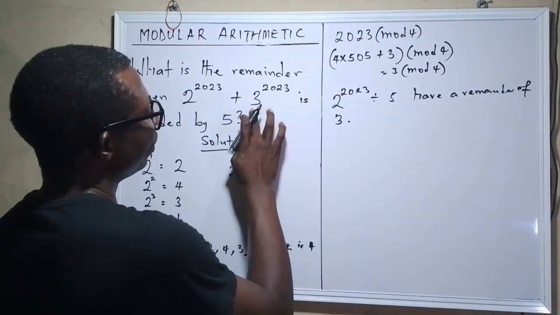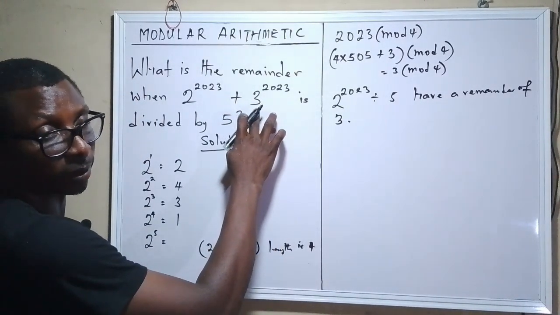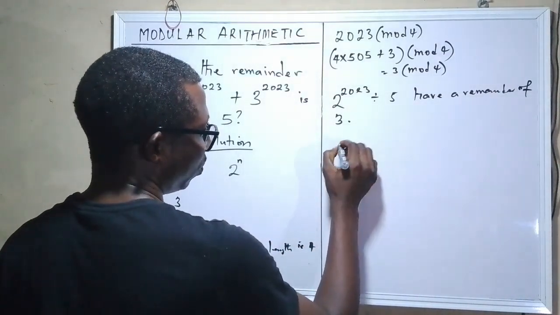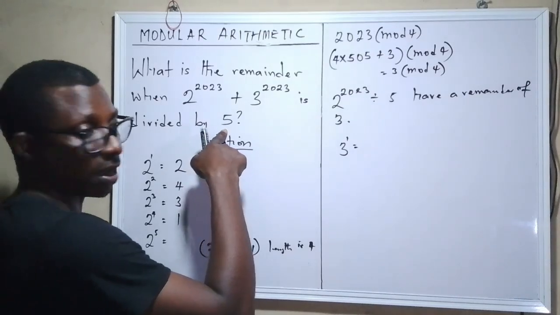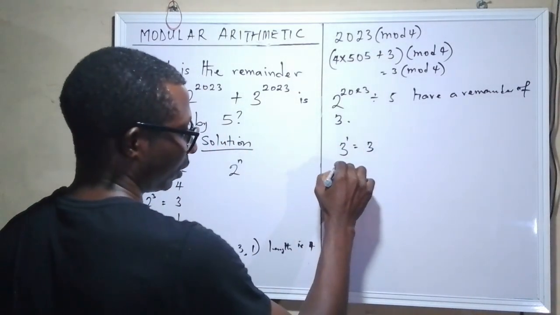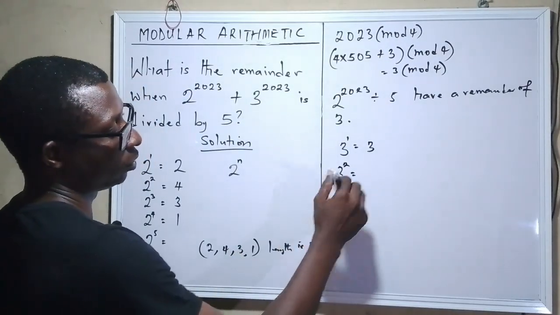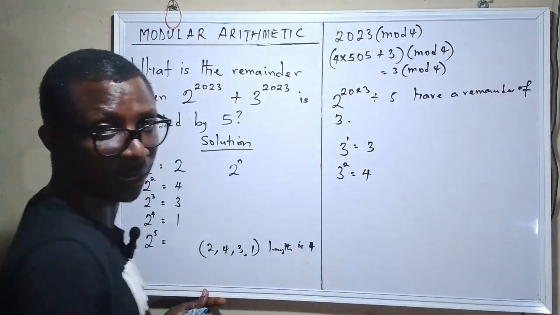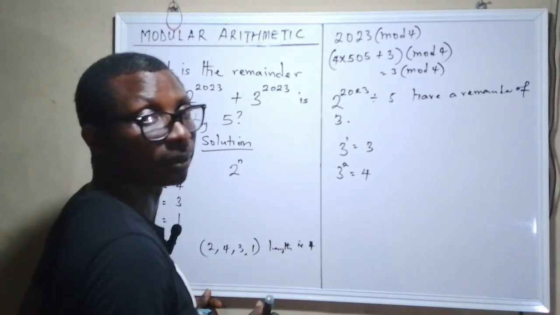Now we are going to get the pattern for 3 raised to the power of n. So just like we did here. We have 3 raised to the power of 1 in modulo 5. It's going to be 3 in modulo 5. 3 raised to the power of 2 in modulo 5 is going to be 4, because we are having 9 here. So 9 divided by 5, that is 1 remainder 4. So the remainder is our answer.